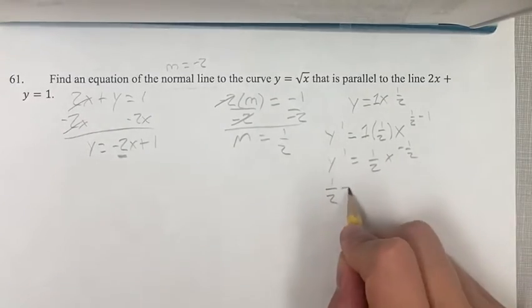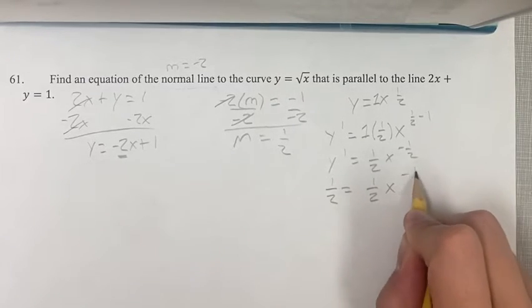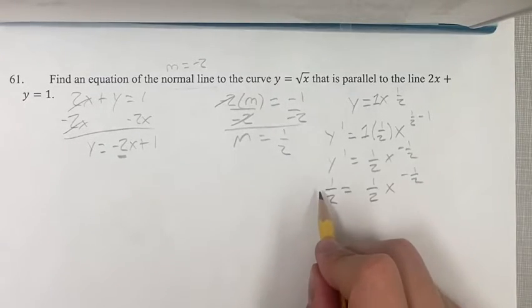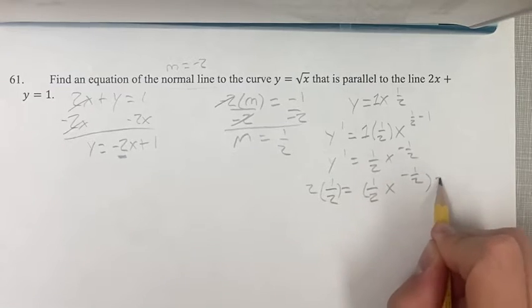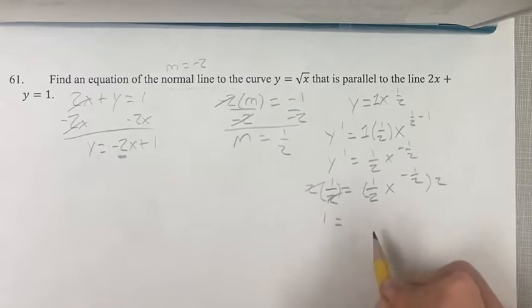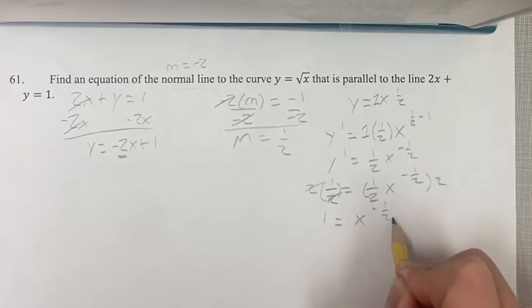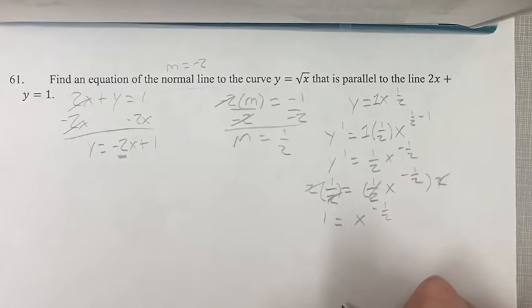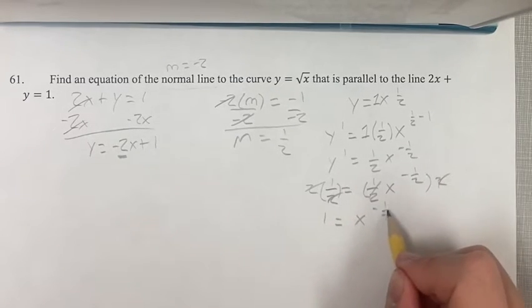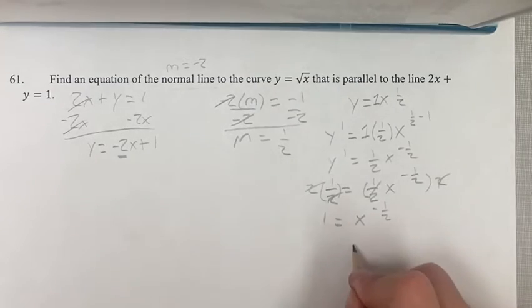So plugging in 1/2 for the derivative, this is now something we can solve for x. If we multiply both sides by 2, these cancel, we get 1 is equal to x to the negative 1/2, since 1/2 and 2 cancel on this side too. x to whatever value is equal to 1, well, 1 to anything is equal to 1, so x is equal to 1.